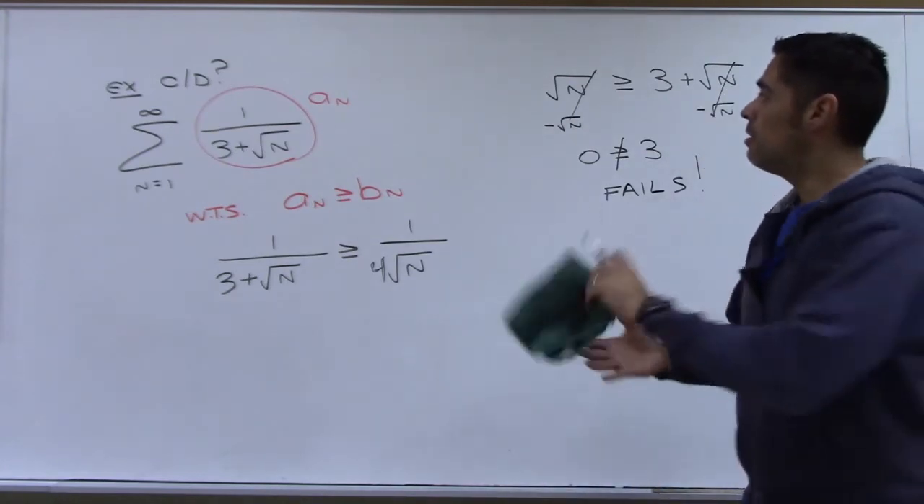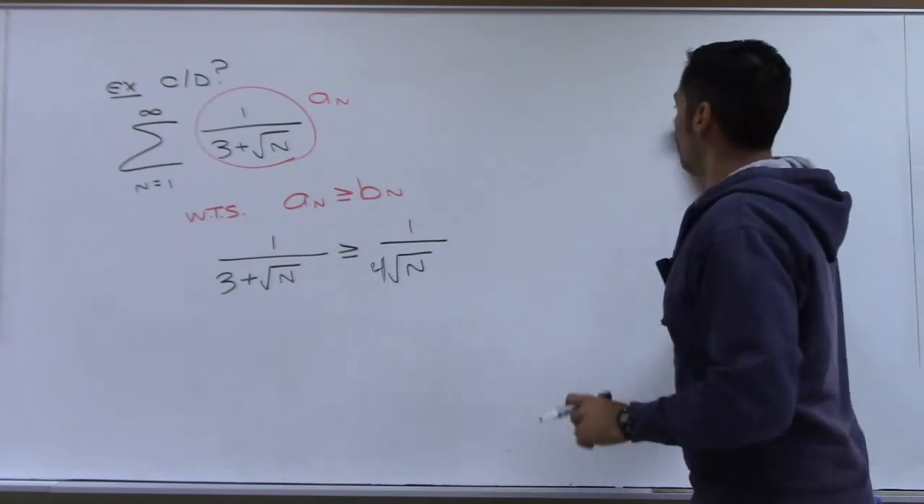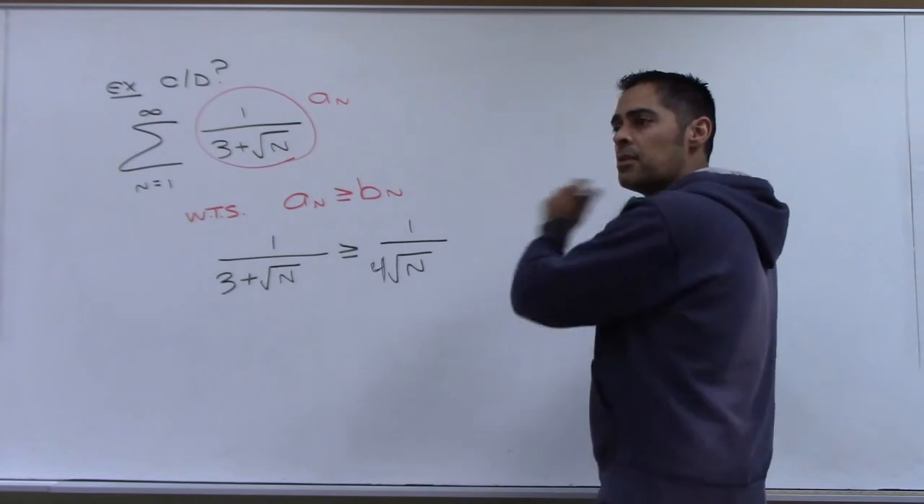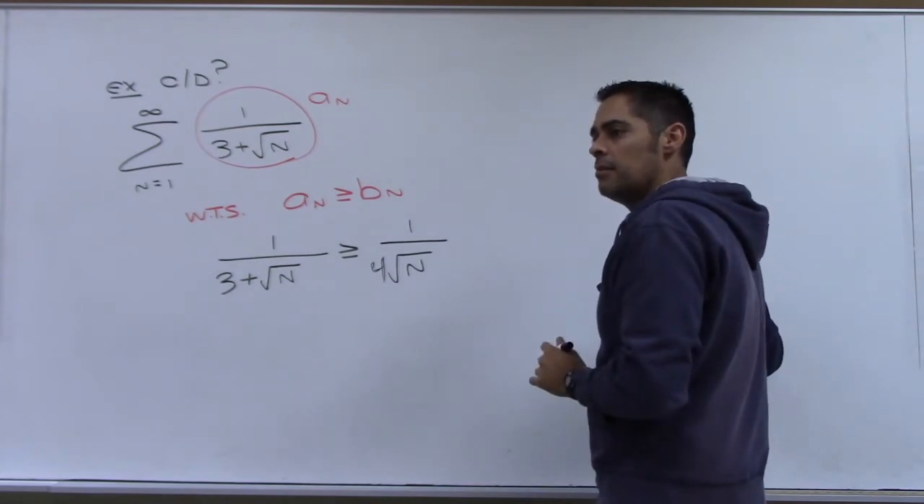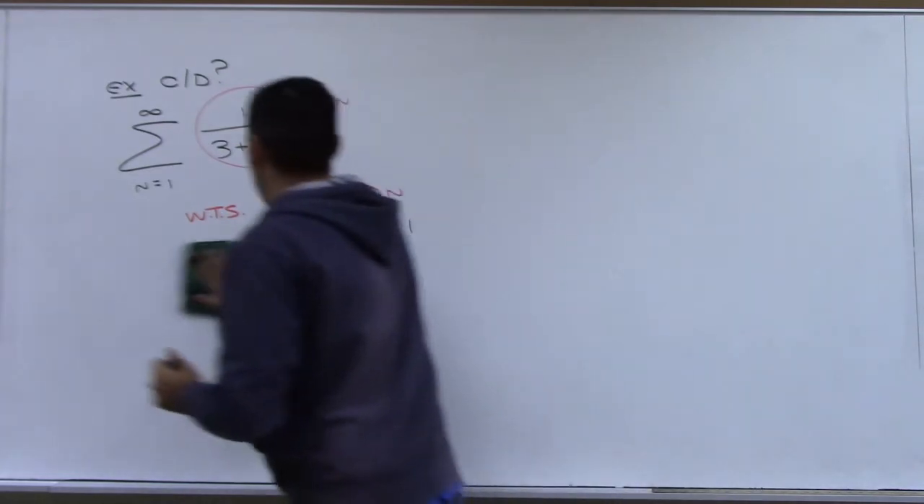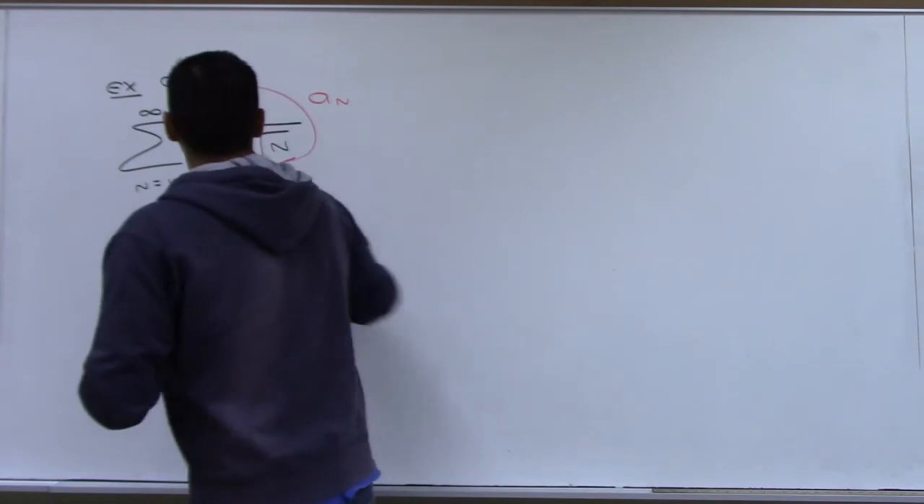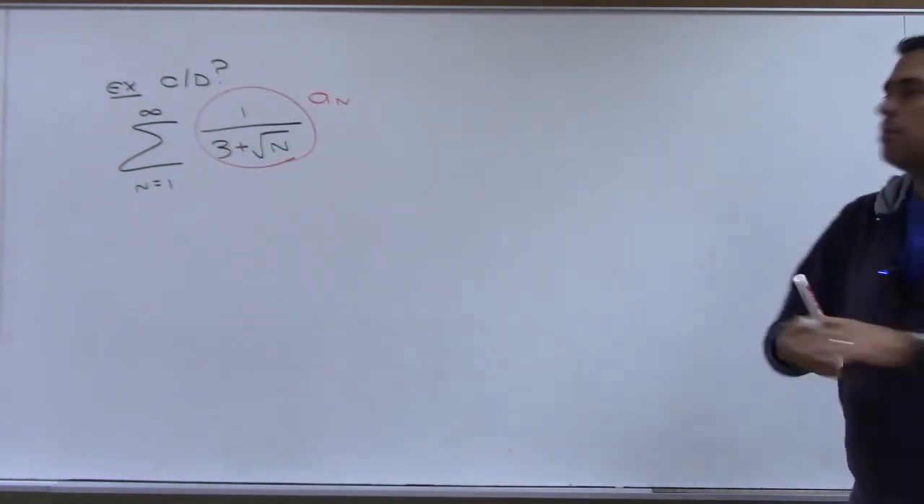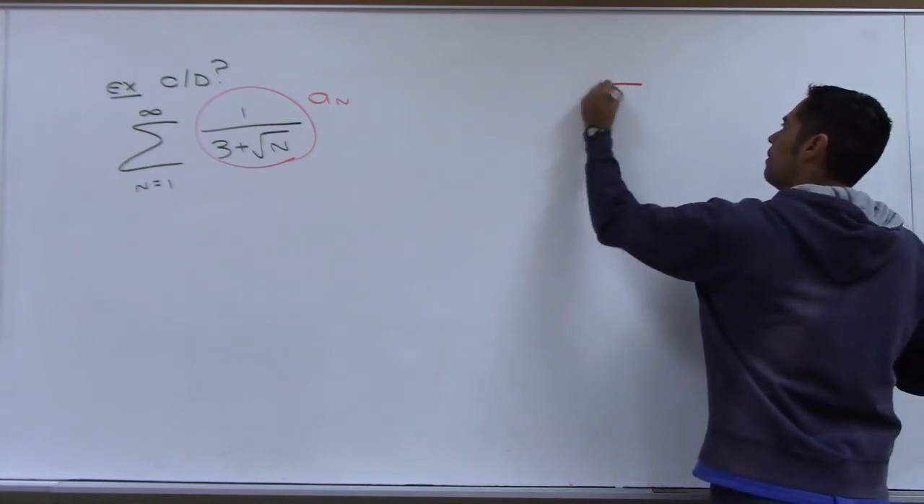So I would like to start it over. Why couldn't we do 4 plus root n? Because we don't even know what 3 plus root n does. So how are we supposed to compare it with 4 plus root n? Right? Okay, so new comparison here. So I have to start over with a new comparison.